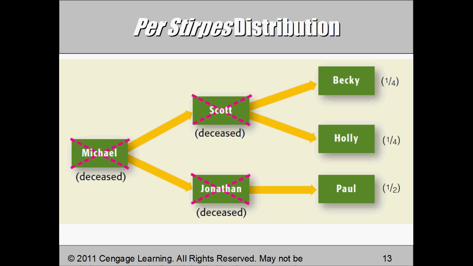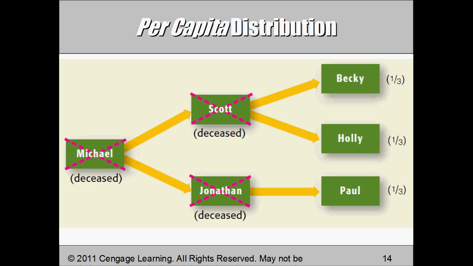since Scott had 2 children, you see, then his children get 1/4 apiece. Jonathan has 1 child, and so there's one. So that's 1 grandchild of Michael, and so Paul, who is the grandchild, would get 1/2. And under per stirpes, that is how that would work.